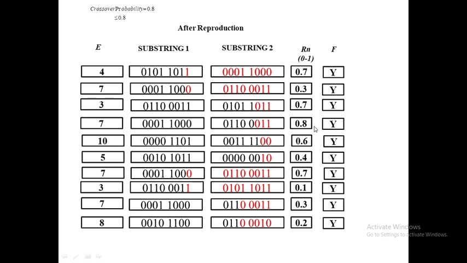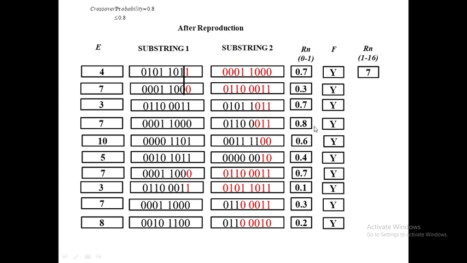Pair means the first serial number and the second serial number are a pair, and 3 and 4 is another pair. 5 and 6 is another pair. Likewise, I choose the pairs from the available substrings in the mating pool. After that, I generate a random number between 1 and 16. Why 1 to 16? Because I have 16 digits across substring 1 and substring 2, so I choose a random number from 1 to 16.